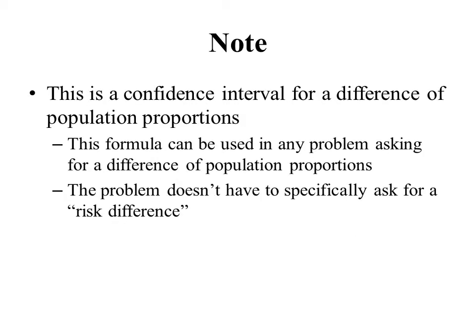Now let's make a note here that this is a confidence interval estimate for a difference of two population proportions. So this formula for the margin of error and the confidence interval can be used in any problem asking for the difference of population proportions. The problem doesn't have to specifically ask for a risk difference, even though that's what we're talking about here. A risk difference is just the name of a difference of two population proportions. So any homework problem that asks for a difference of population proportions, we can use this type of confidence interval that we just talked about.